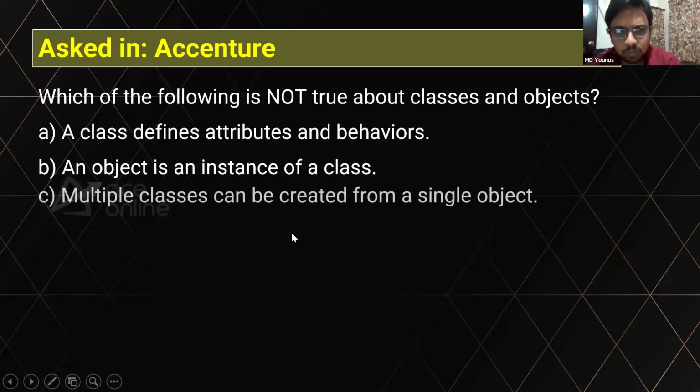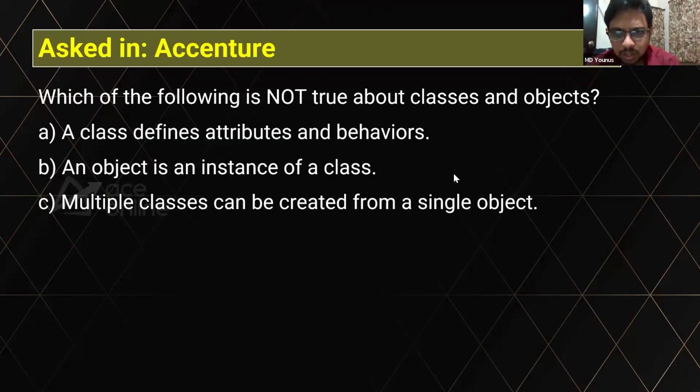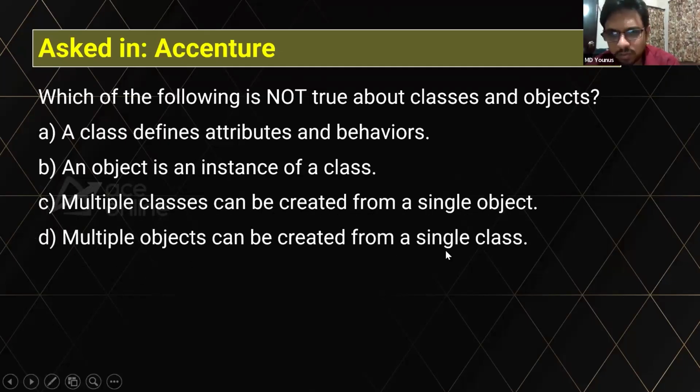True or false? Multiple classes can be created from a single object. False, right? You cannot create multiple classes from a single object. It's reverse. Multiple objects can be created from a single class, correct? So which one is the correct answer? C.